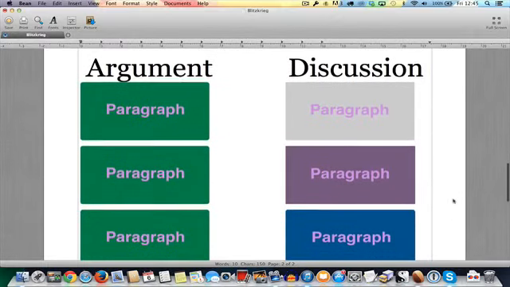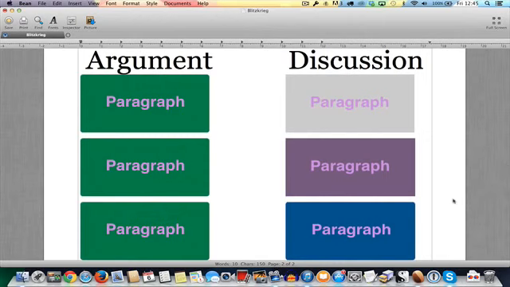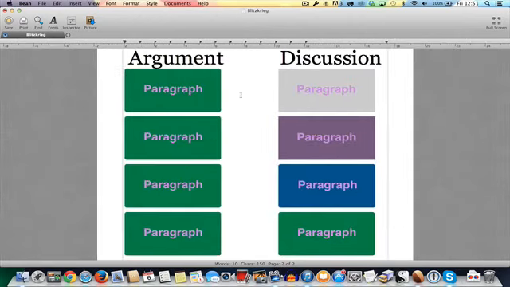Now I've tried to graphically produce the function of each structure on the screen here. So on the left you see argument essay structure, on the right you see discussion essay structure.